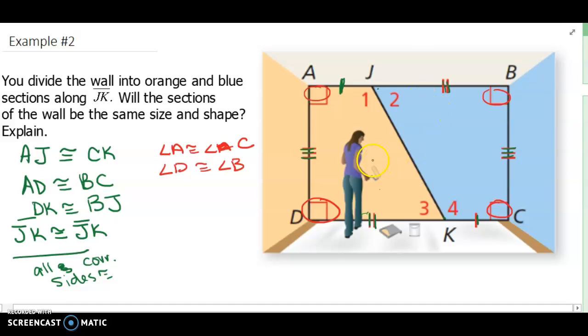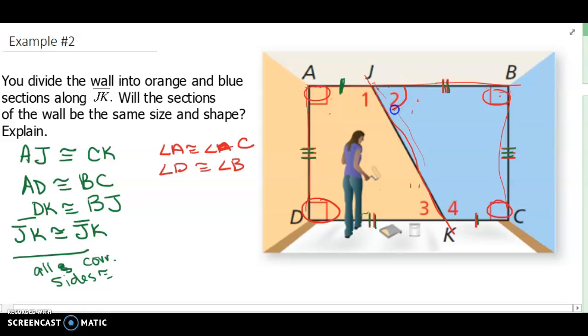Now, let's think of this. If this wall and this line are parallel, right? And they are because they're both a 90-degree angle here. If I draw this as a transversal, top and bottom would be parallel as well. And if I draw this as a transversal, there we go.